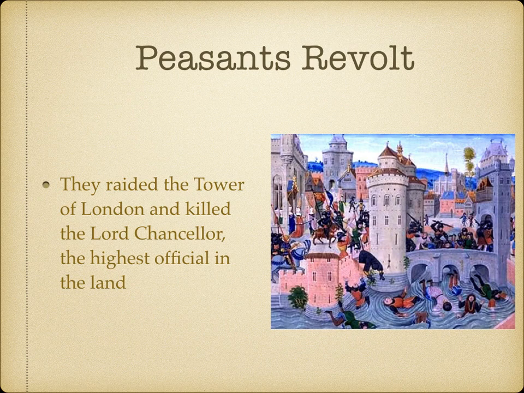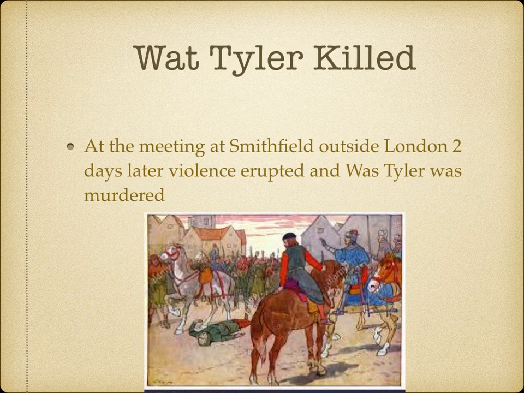They still were very angry. They raided the Tower of London and ended up killing the Lord Chancellor, who they blamed for the high taxes. He was the highest official in the land. This led to Richard II calling for a meeting. They agreed to meet in a place called Smithfield outside of London 2 days later, and violence erupted at this meeting. And no one knows exactly how, but Wat Tyler was murdered during this eruption of violence.